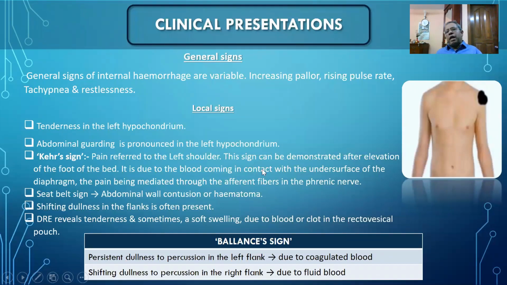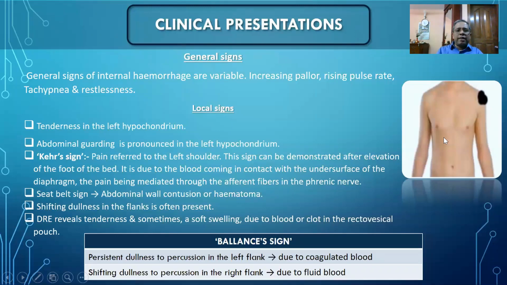And if the patient has had a road accident, like the seated posture of a driver in the front side of a car, the seat belt injury may cause some abdominal wall contusion or hematoma formation due to the force of impact of the seat belt over the body.